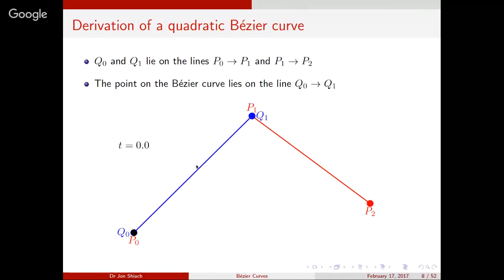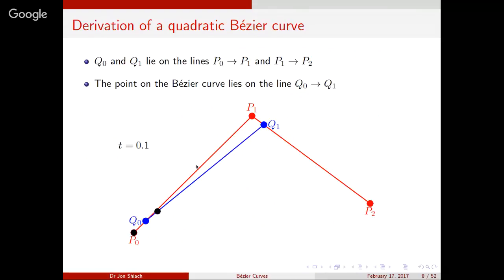Okay. And remember, we're using the parametric equation of a straight line here. When t is equal to 0, my Q0 is at P0, and my Q1 is at P1. So that's t is equal to 0. Let's increase t a bit. So t is now 1/10. So Q0 has gone 1/10 along this line, and Q1 has gone 1/10 along this line, and I've drawn the blue line between them.